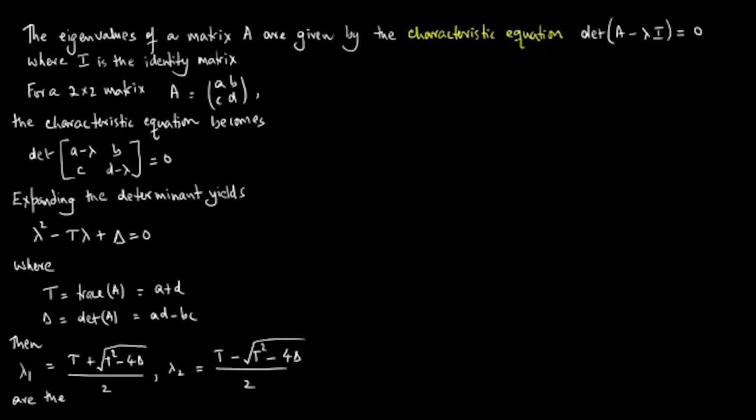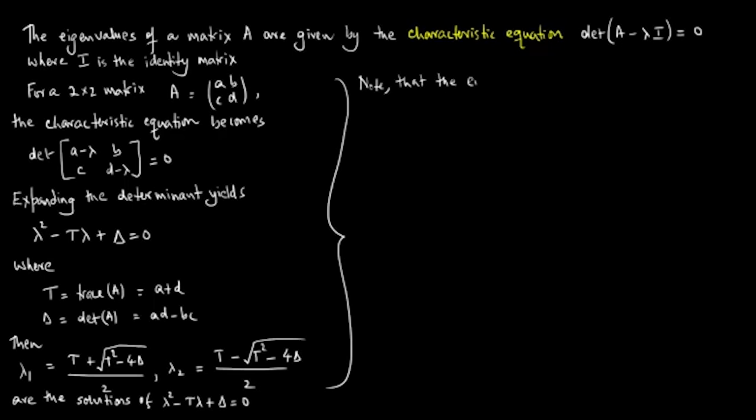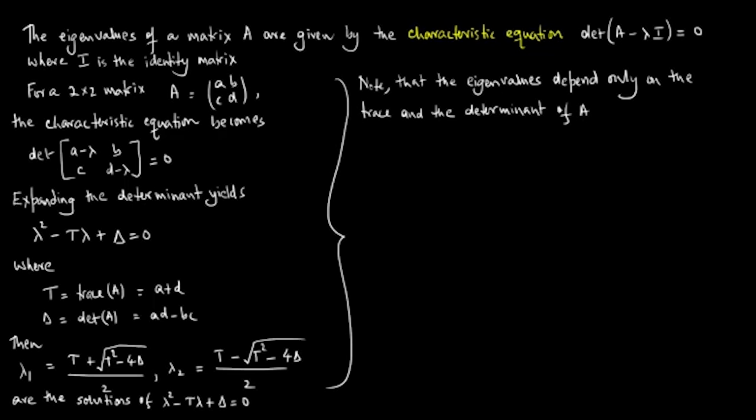Then lambda 1 and lambda 2 are the solutions of lambda squared minus tau lambda plus delta is equal to 0. Note that the eigenvalues depend only on the trace and the determinant of A.